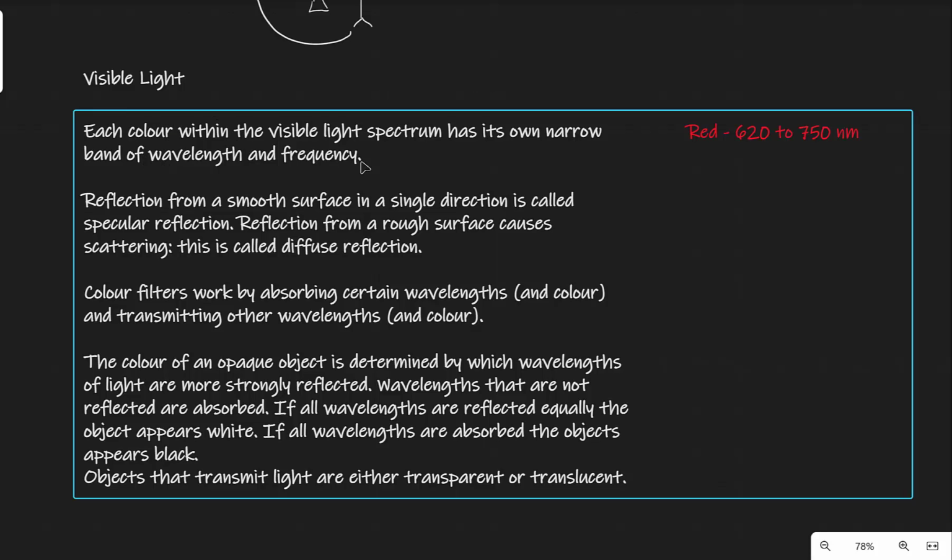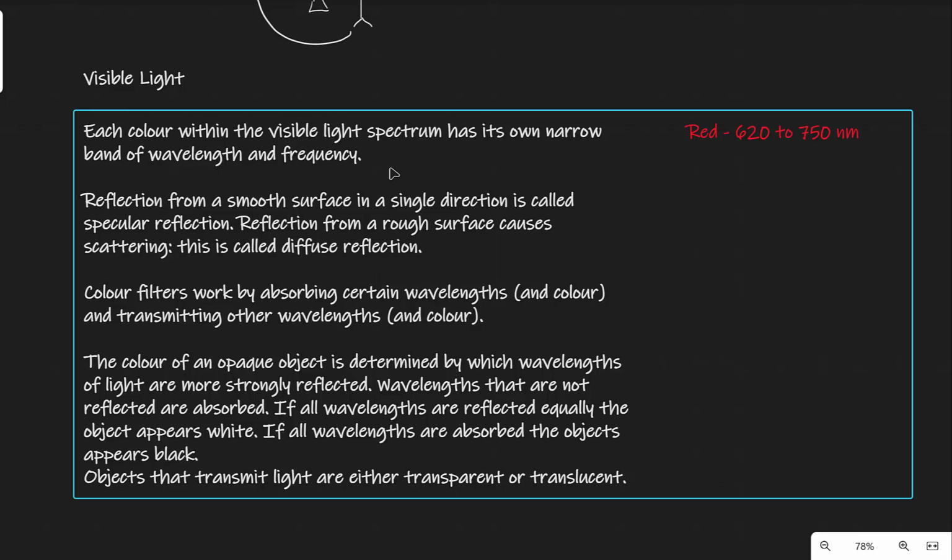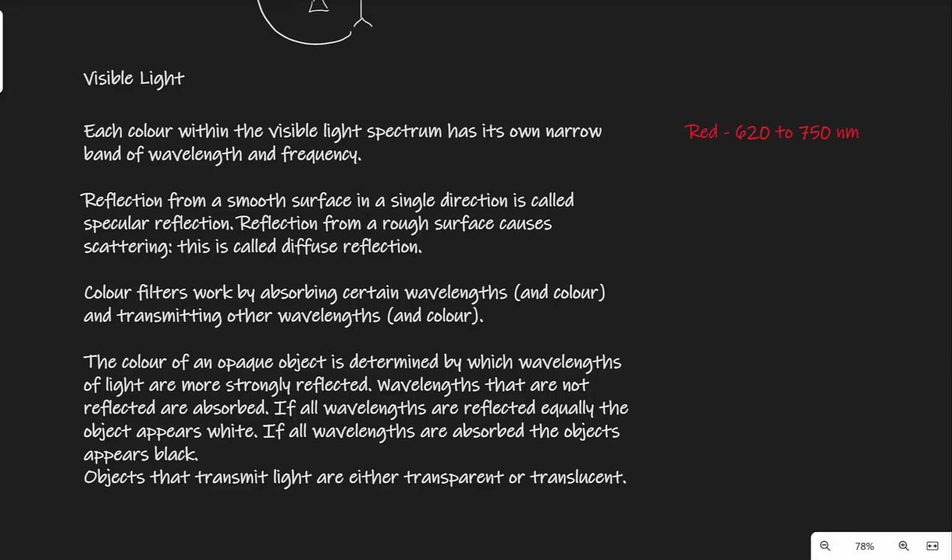Now, first of all, each color has its own part of the visible spectrum in terms of the actual wavelengths. So for instance, red will be somewhere within 620 to 750 nanometers. On the other hand, if we had something like yellow, I think that one was around 570 nanometers, etc.